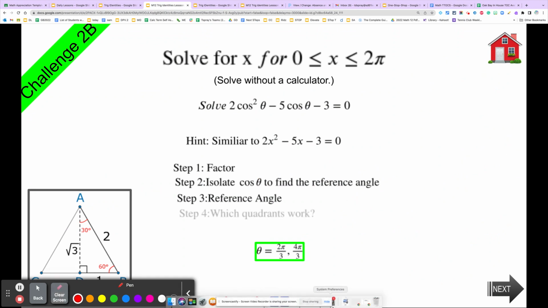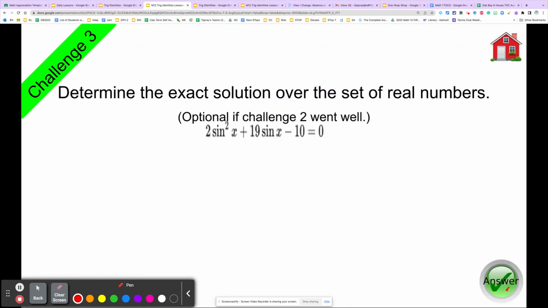Okay, let's try the next one. Okay, so this one is determine the exact solution over the set of real numbers. So again, here what we're going to want to do is factor this. Oh gosh, it's responding now, that's better. Again, there's so many ways of factoring. I'm going to test my luck at guessing and checking because these numbers look pretty easy to me.